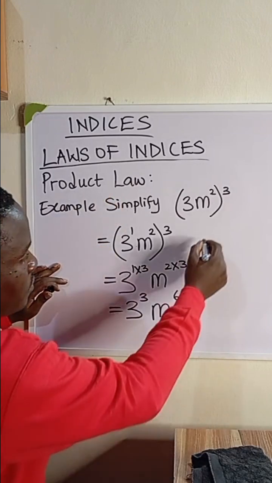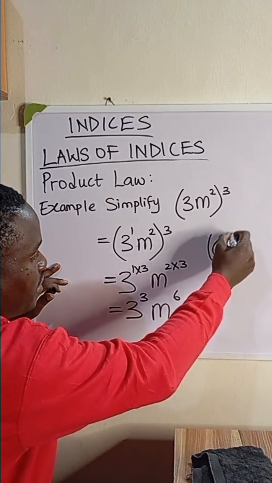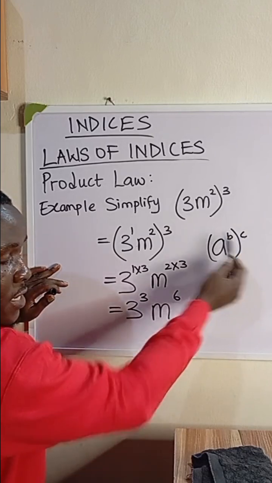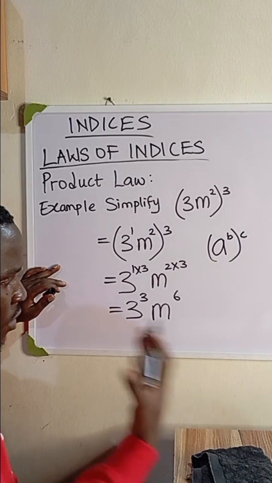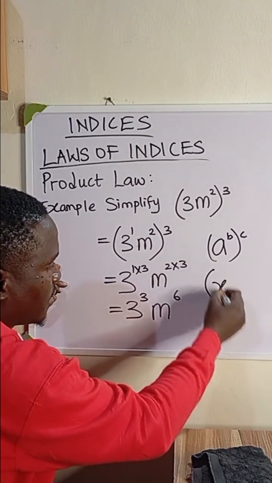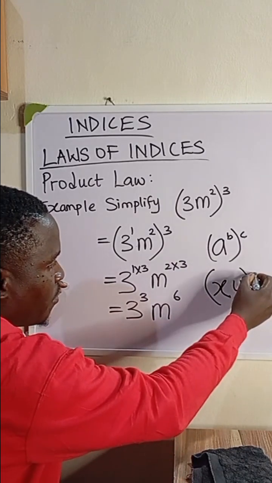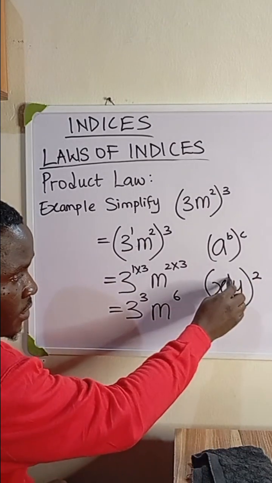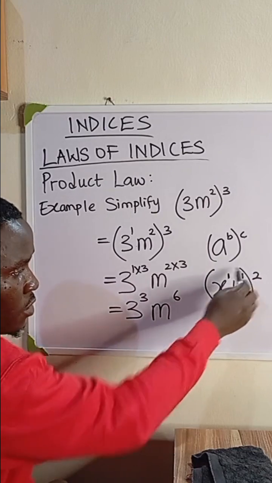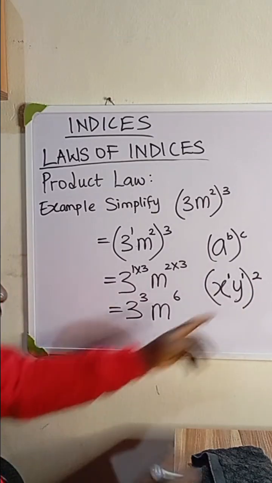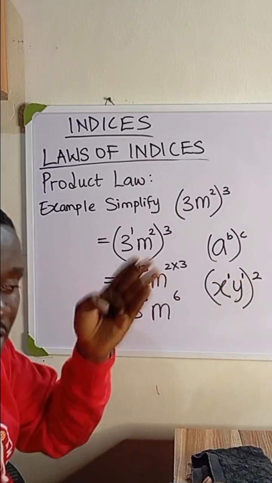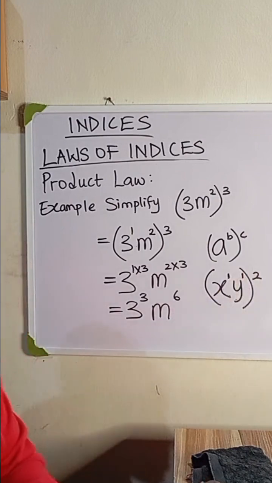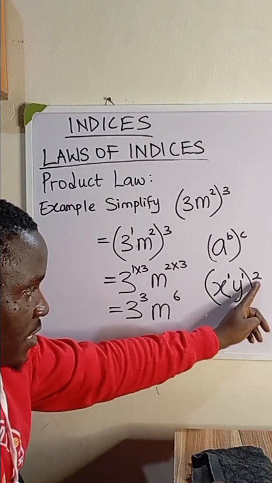Let's look at this. If you have a to the power of a, b to the power of c, this c is multiplying the exponent of a. But how about if we have xy to the power of 2? Let's use this example. Now, x has an exponent of 1, y has an exponent of 1. Since both of them are inside the bracket, this external exponent is going to multiply each of their exponents, because they are both influenced by this external exponent.